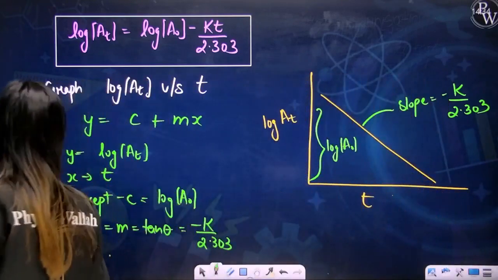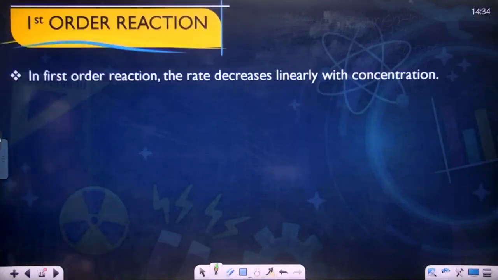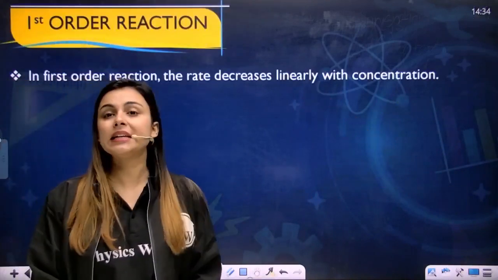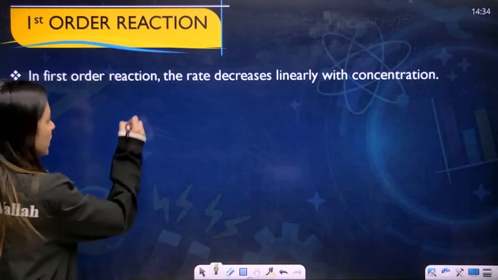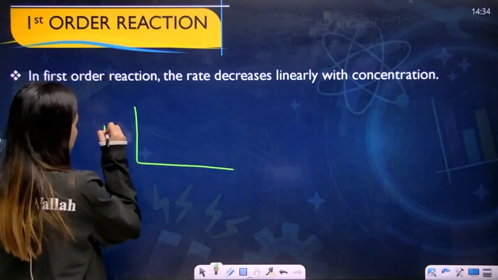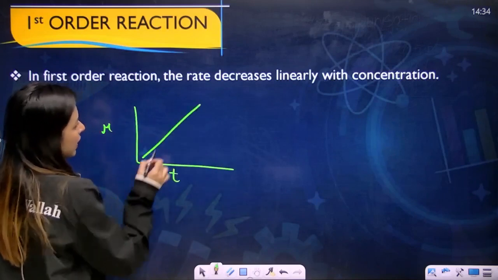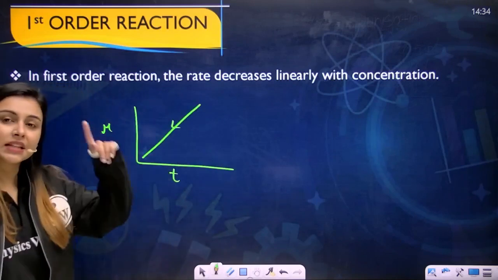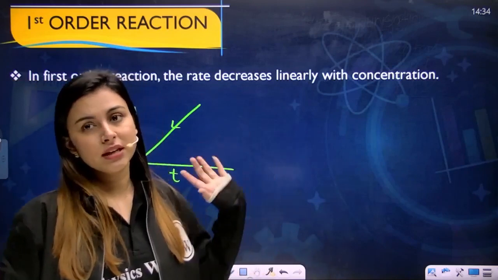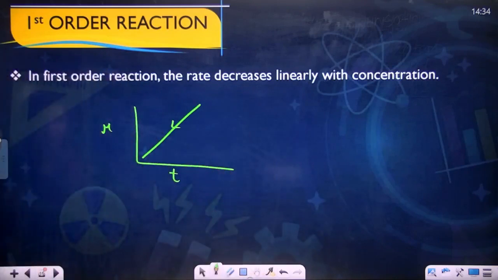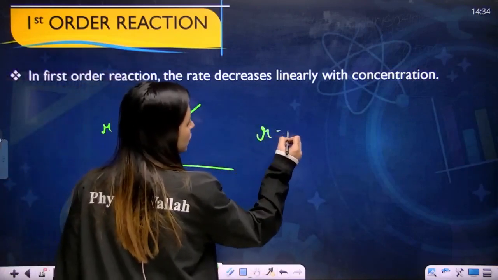Now let's move forward. Here you have, in first order reaction, the rate decreases linearly with concentration. I hope now you can say that your graph between rate and time would be a linearly decreasing graph, and this is something like what we made in the first graph. This was the graph, right? Yes, perfect. And this was derived from rate is equal to Ka.